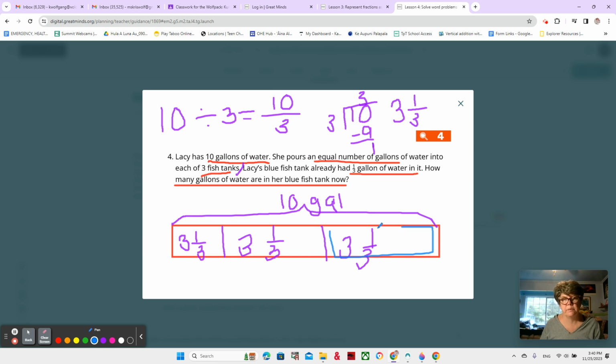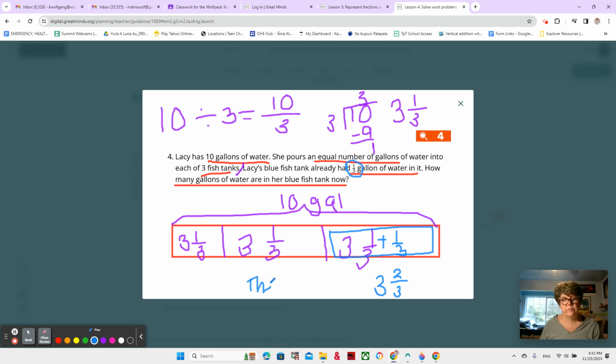Let's make it blue. We have this blue tank, and it already has 1/3 of a gallon in it. So how many are in there now? Well, 3 1/3 plus 1/3, right? So remember, when you're adding fractions, you're only adding the top numbers. The bottom numbers are going to be the same. So that would be 3 2/3. And then we need to write a sentence.